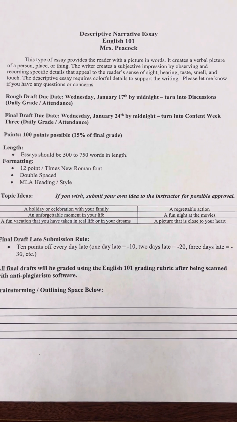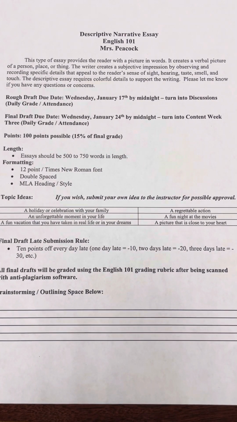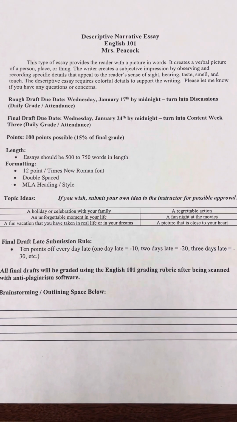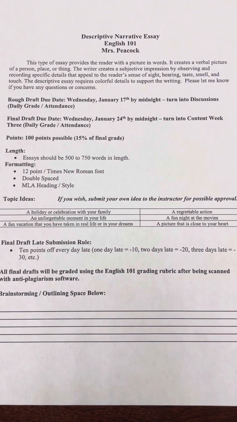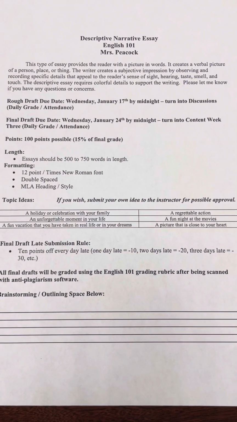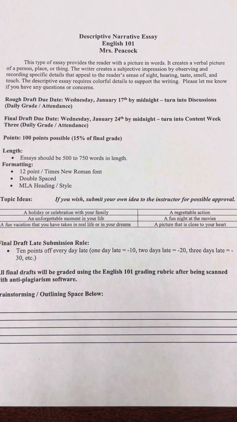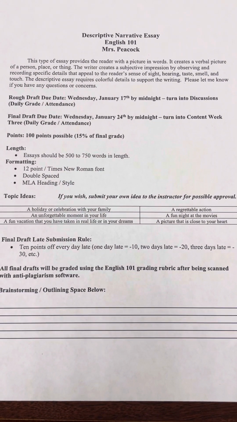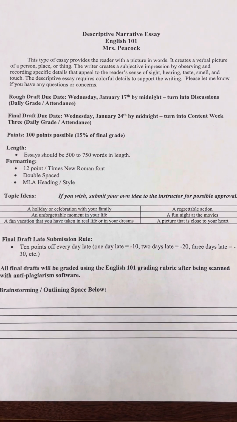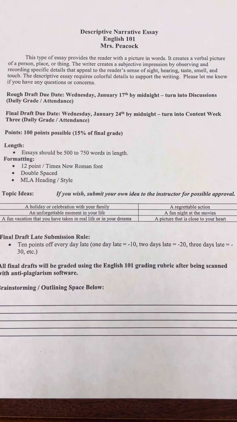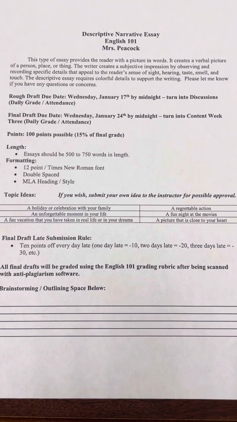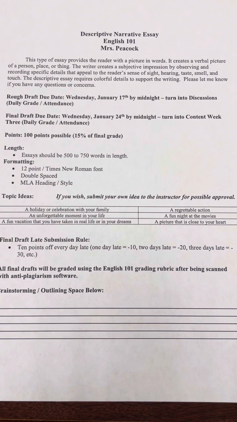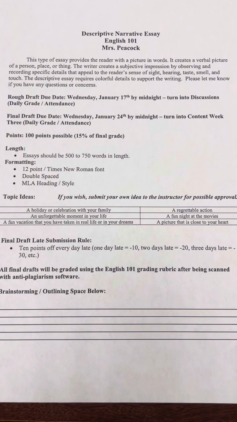So your rough drafts are always turned into the discussions for peer review. This rough draft is due Wednesday, January 17th by midnight. And your final drafts are due in the content area of Blackboard. So if you click into the content folder, you'll see weekly folders, and you just click into the week that corresponds to when the final draft is due, and you submit that electronically into the final draft area, which will literally say descriptive narrative final draft, where you submit it. The final draft for this essay will be Wednesday, January 24th by midnight. You'll turn that into the Content Week 3 folder.